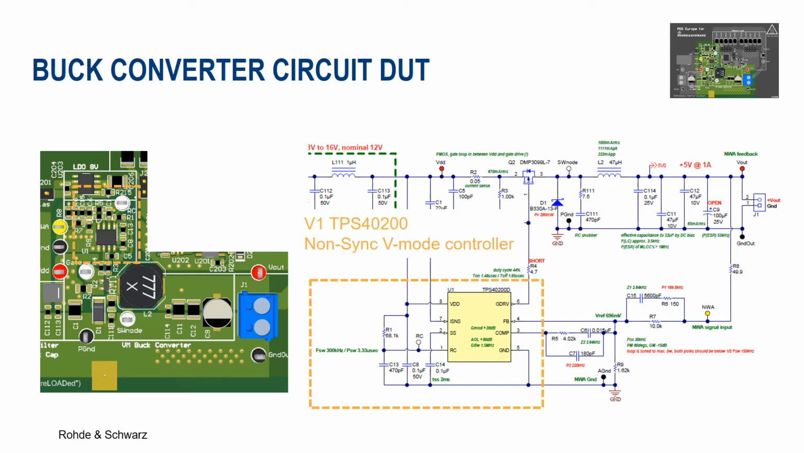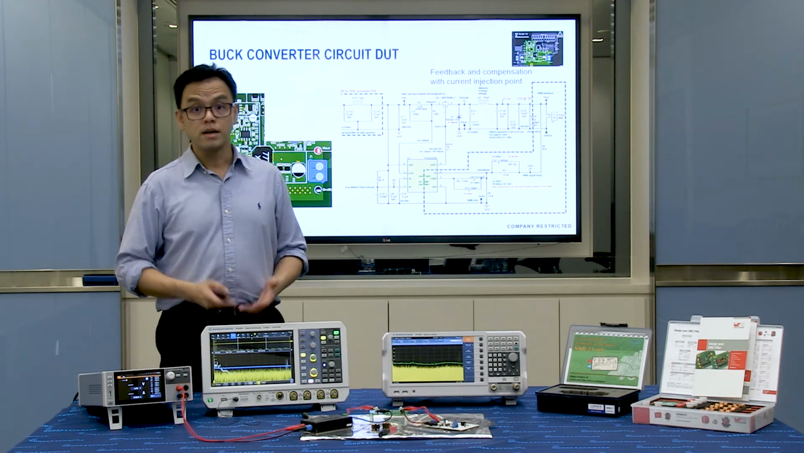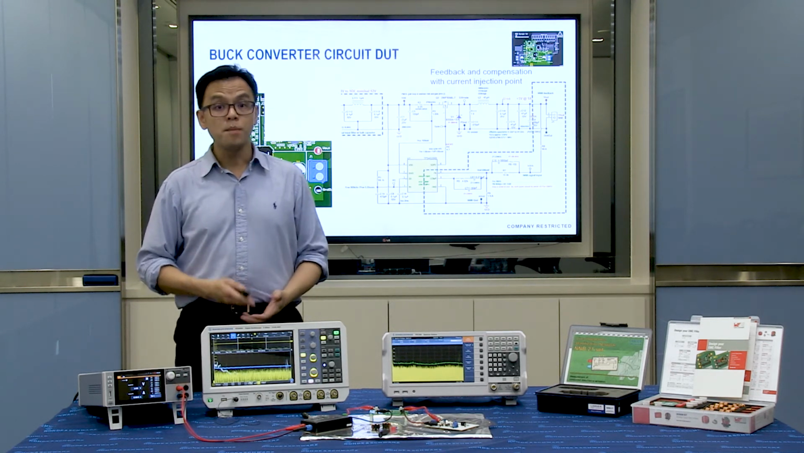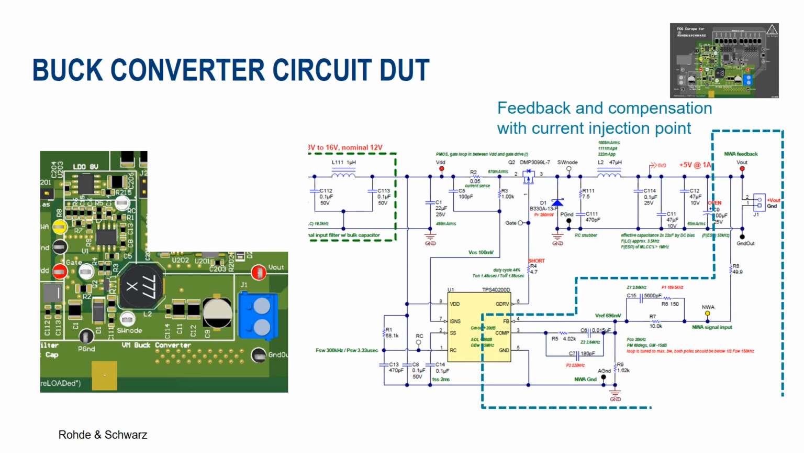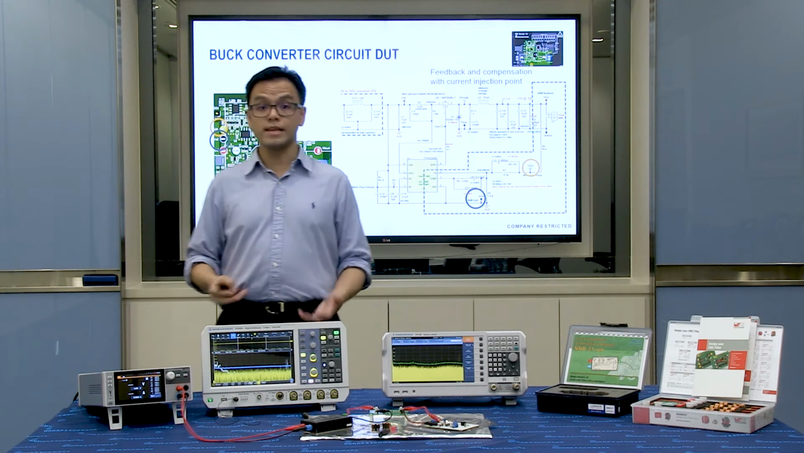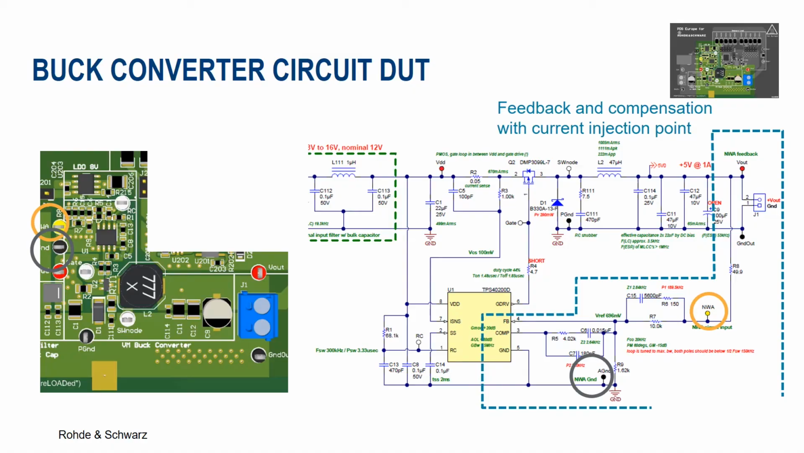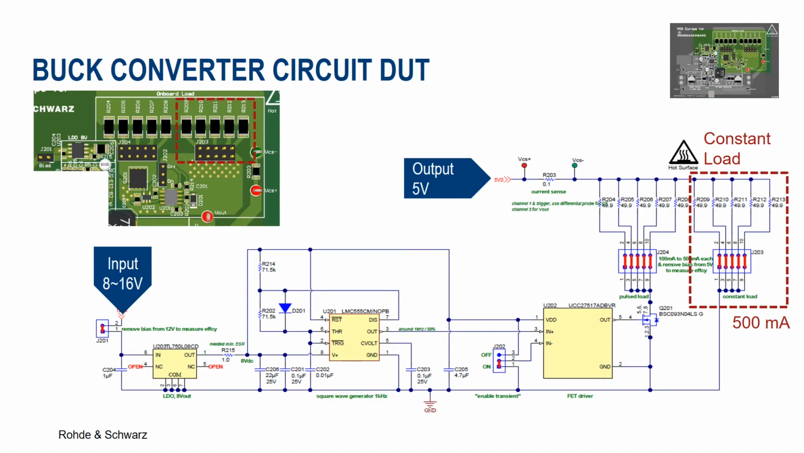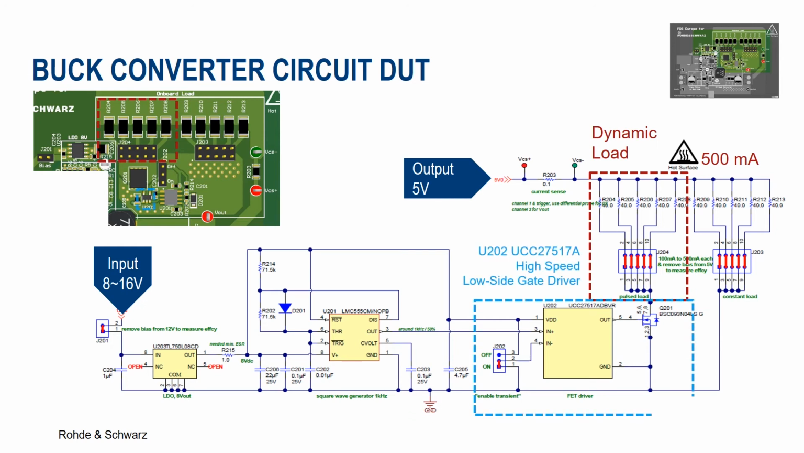The gate signal is controlled by a non-synchronous voltage mode controller. There's an RC input for switching frequency control. With the controller, a feedback and compensation path provide the necessary adjustment to the gate driver. A current injection point is also available if you want to look at the Bode plot of the feedback loop. The DUT also has a constant load and dynamic load controlled by a low side gate driver to simulate load changes. For this demo, we will use mostly the constant load.